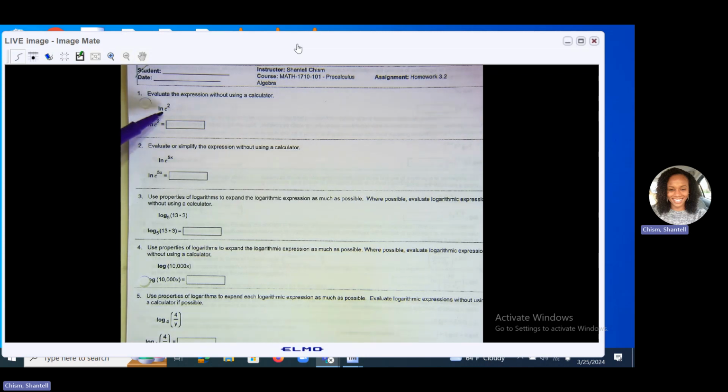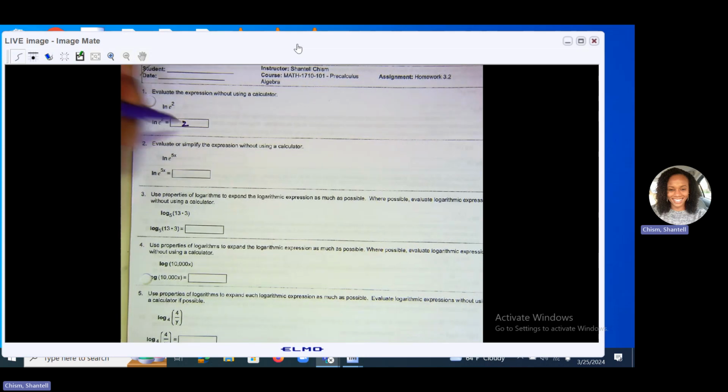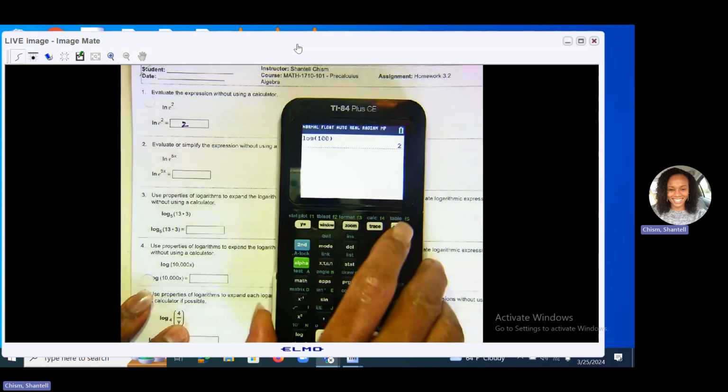So here, these are what we call inverses of each other. The natural log and then the base e cancel each other out. And so that's where we just get an answer of 2 here. But put it in your calculator if you're ever unsure.